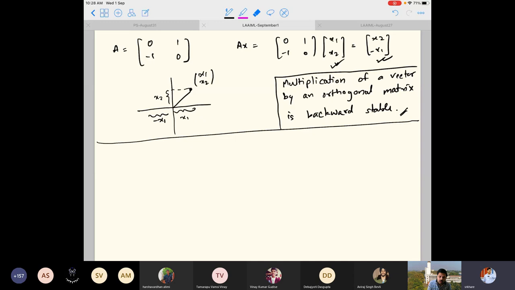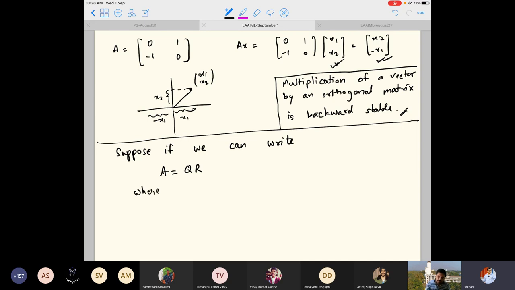Before going to these orthogonal matrices, suppose we can write A is equal to QR. What is this QR decomposition? We don't know. But if we are able to write A is equal to QR, what is this Q?